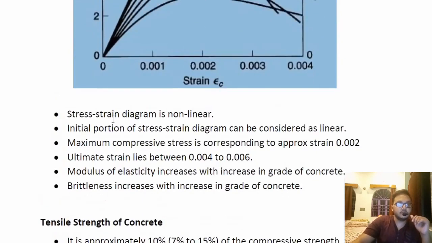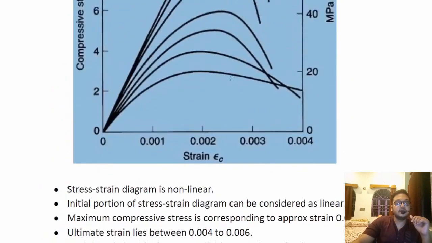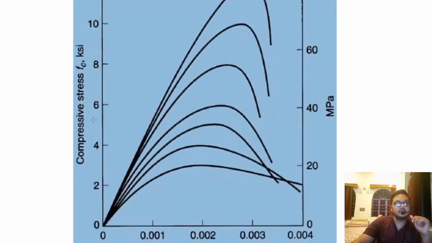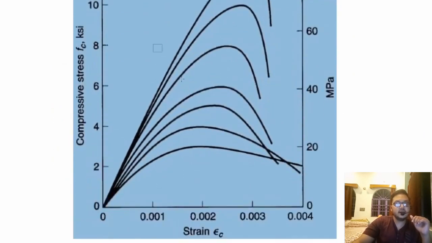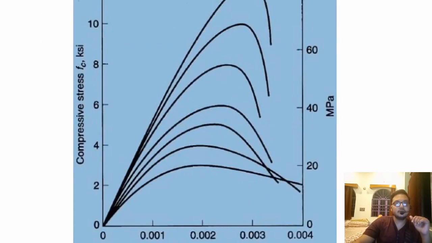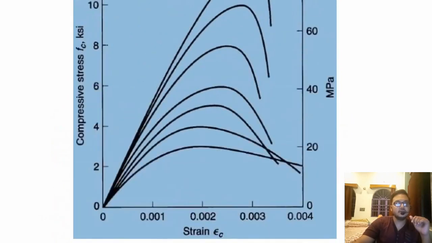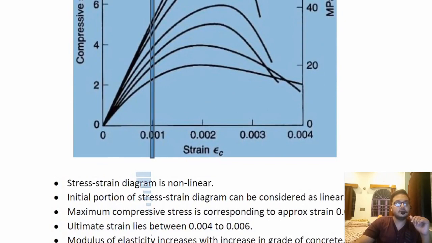So let us read the points. Stress strain diagram is nonlinear. First of all, you can see that the stress strain diagram is nonlinear, though we can say that up to a certain point it is linear, but after that point it will be somewhat parabolic. The initial portion of the stress strain diagram can be considered as linear. Yes, we can consider the initial part as linear. As you can see, this is totally linear.